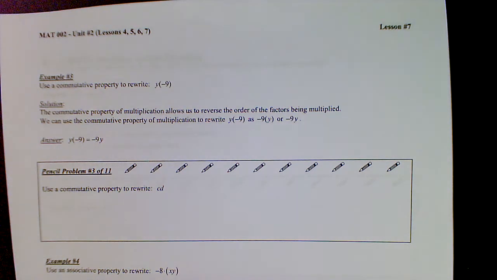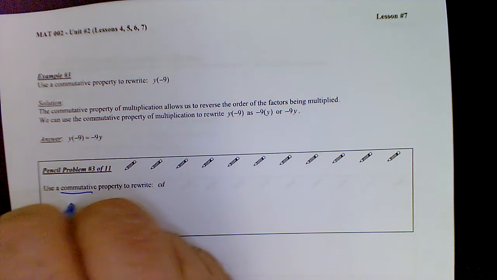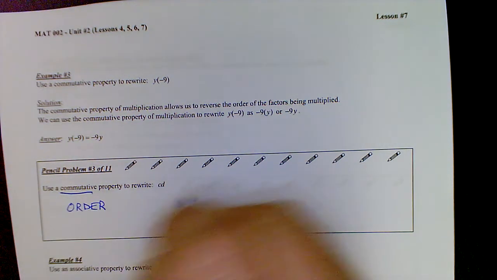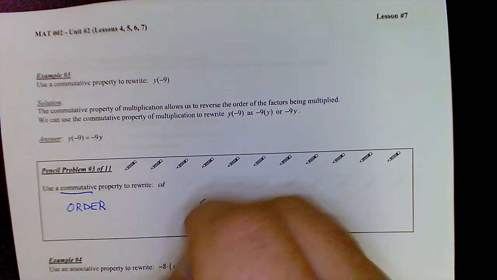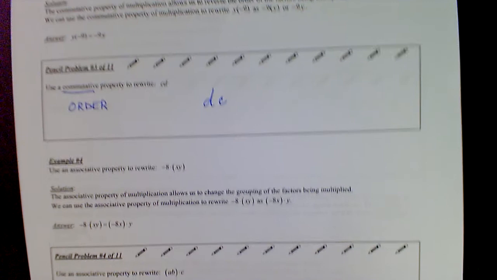Okay, another mention of commutative. So again, commutative means order. It's multiplication this time, but instead of C first, D second, DC. That's all there is to it.